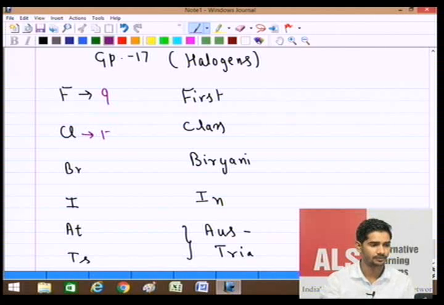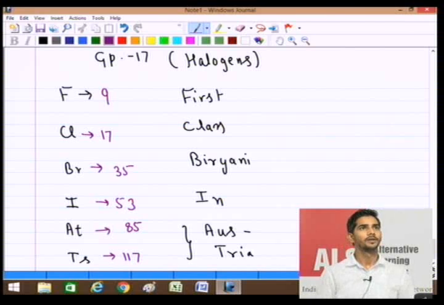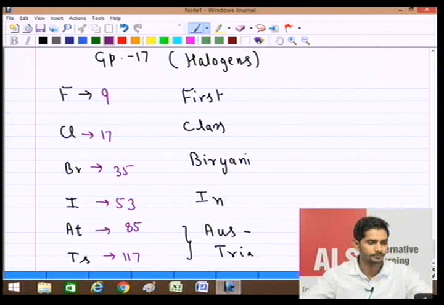Okay, this is 17, 35, 53, 85, and 117. Okay, so this is how we can memorize the group number 17, halogens. Okay.